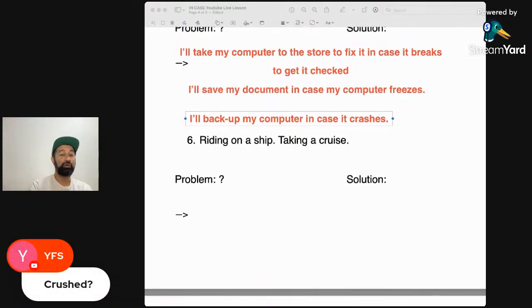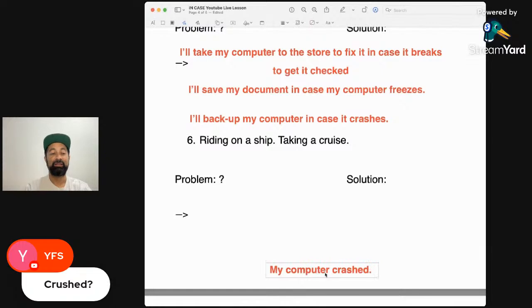It's not crushed, but crashed. So it's going to be CRASHED. I'm going to put it way down here for you to see. My computer crashed. This is the past tense. It means my computer broke. My computer's screen went black. My computer stopped working. It crashed.